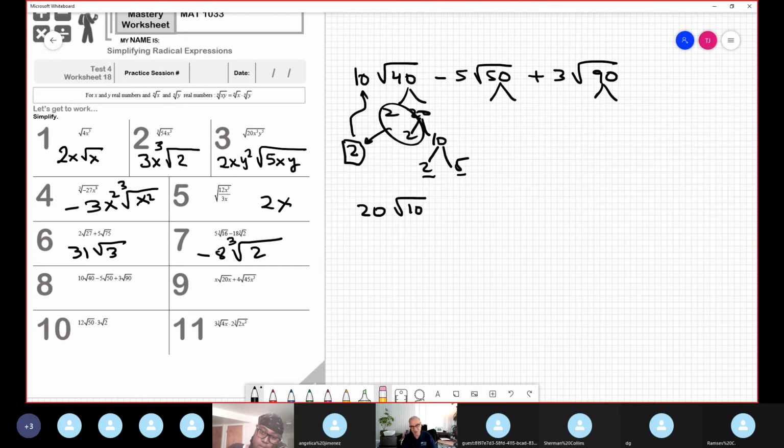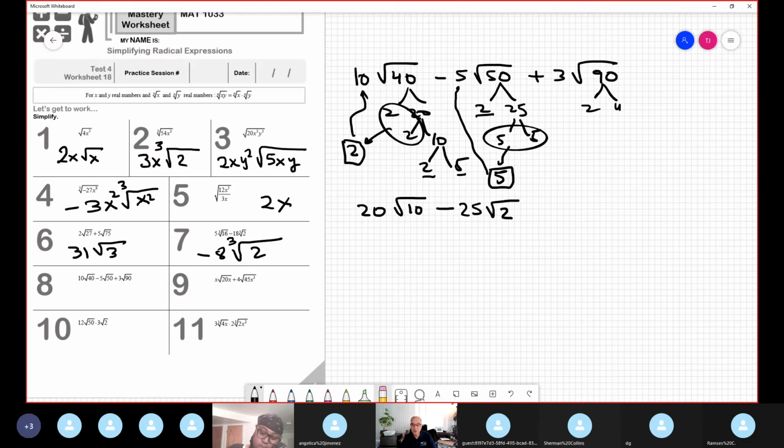Not necessarily put separately. No, it's completely wrong. Not wrong, but it's stupid. Okay, 50 divided by 2 is 25, and 25 is 5 and 5. I discover a pair of 5s, one 5 goes outside, and 5 times another 5 is 25. So minus 25 radical 2, this 2.